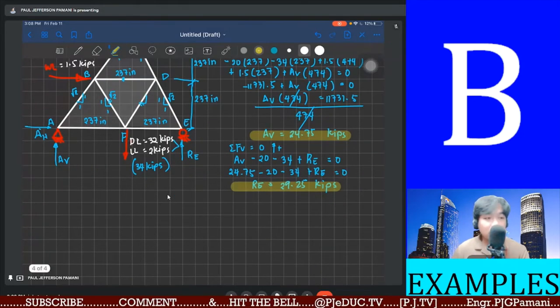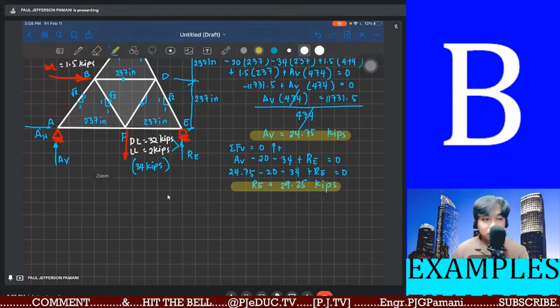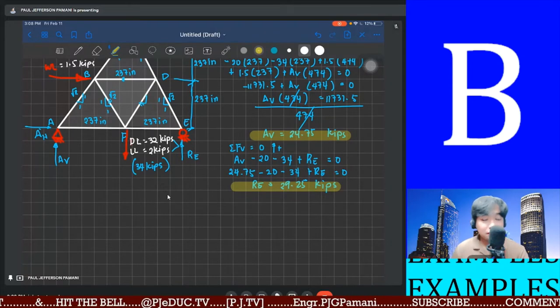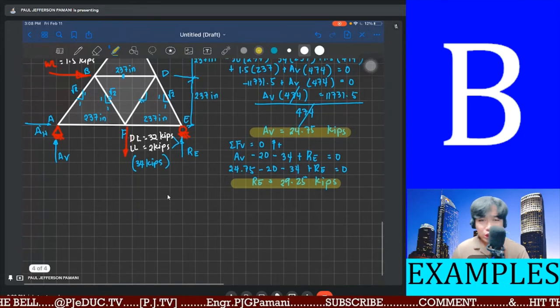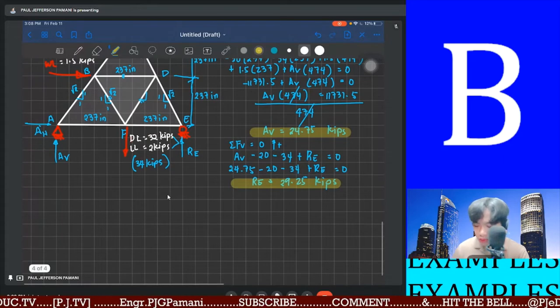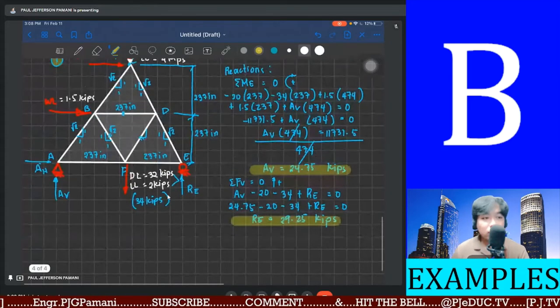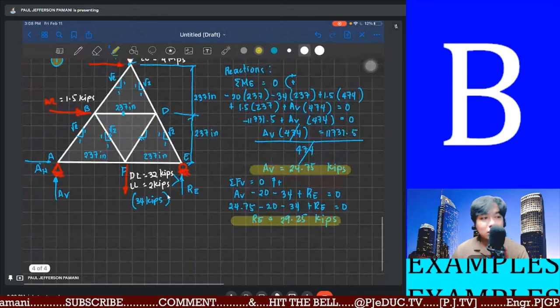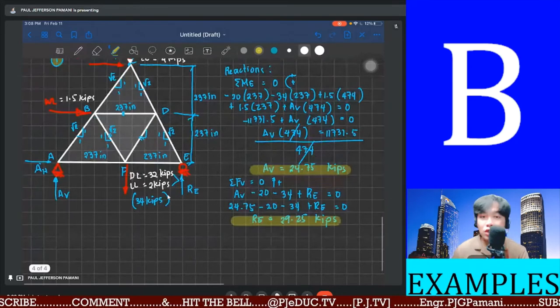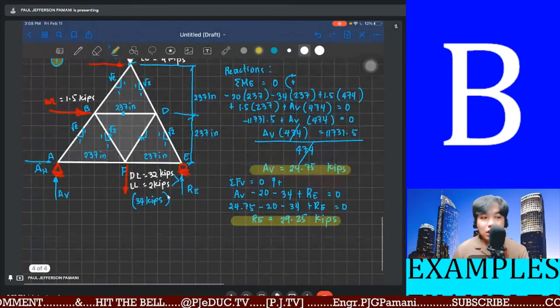Meron pa ba tayong natitirang unknown sa reactions? That is, the horizontal reaction at the hinge support. How do we do that? What are the horizontal forces acting at the x-axis within the given truss system? Those are only your wind loads. So, yun lang yung gagamitin natin.